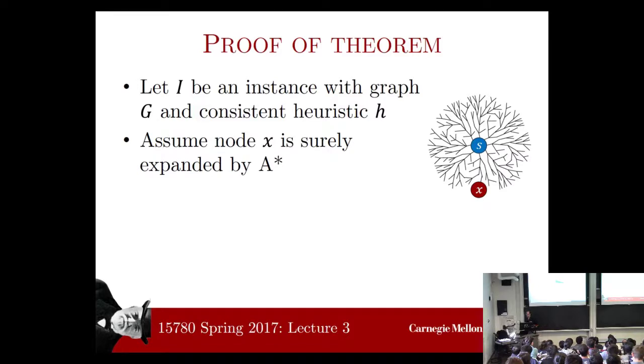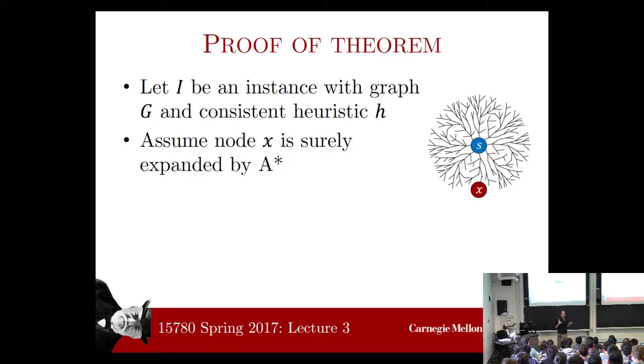So let's say that we have some instance, some search problem that we call I, with a graph G and a consistent heuristic H. What do I mean by a graph G? This is the graph of the search problem. It basically says, here's the node S, and from the node S, you can take all kinds of actions and get to other states, and then there are other actions, and each of them has a cost. So this graph is the graph that describes the search problem.